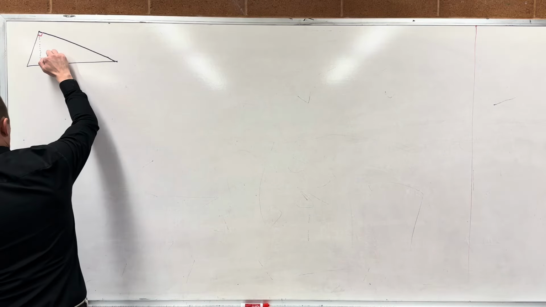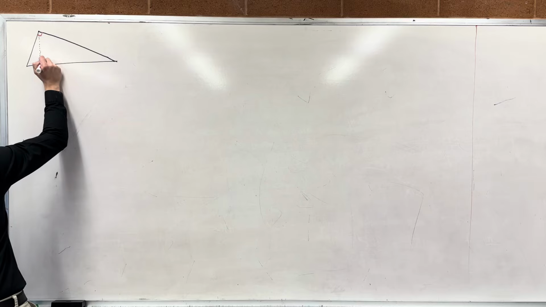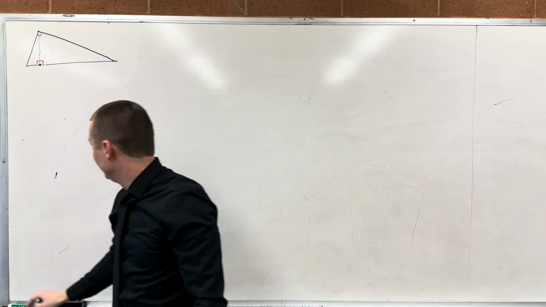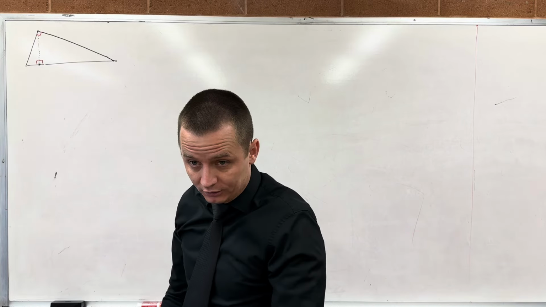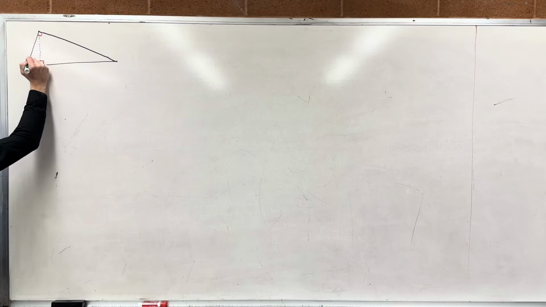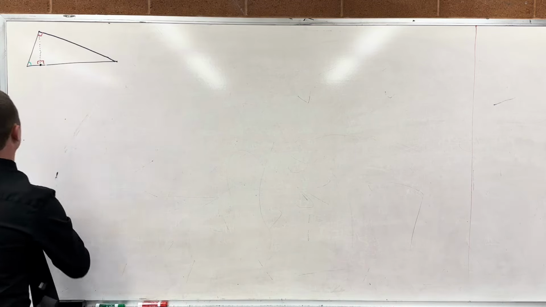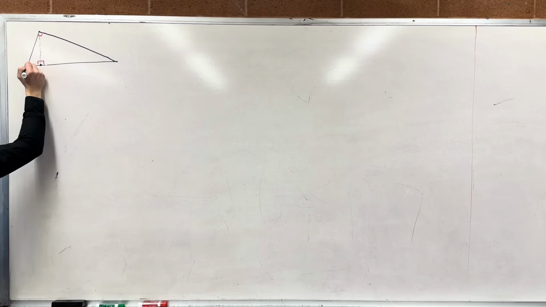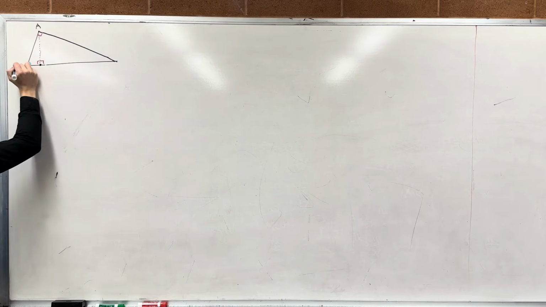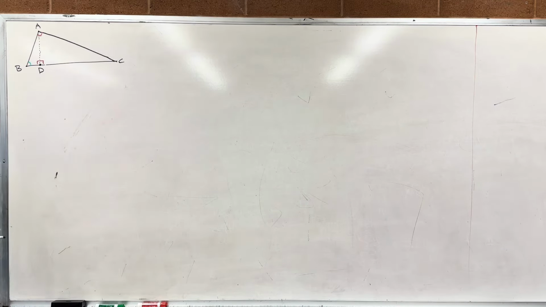So what is this angle right here? Right angle. And obviously a right angle right there. Good? Now notice what happens here. Notice that this angle, let's label some points here. Let's call this A, B, C, that's the point D.